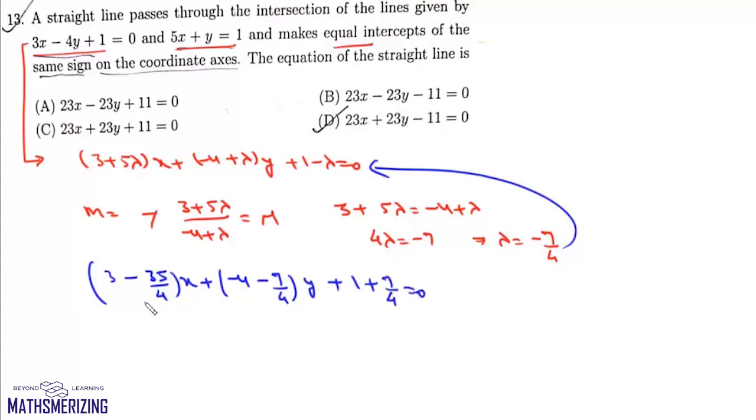So here will be 12 minus 35 is minus 23x. And then minus 16 minus 7 is minus 23y. And then 7 plus 4 is 11 equals 0. So equation of this line will be 23x plus 23y minus 11 equals 0. And that's your option D.